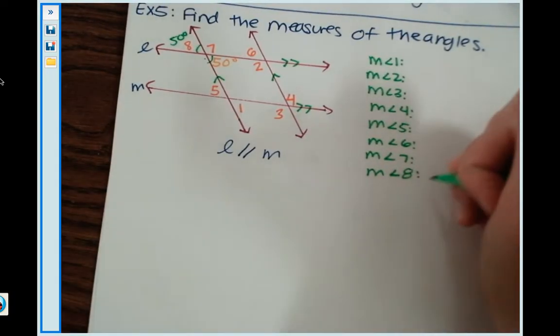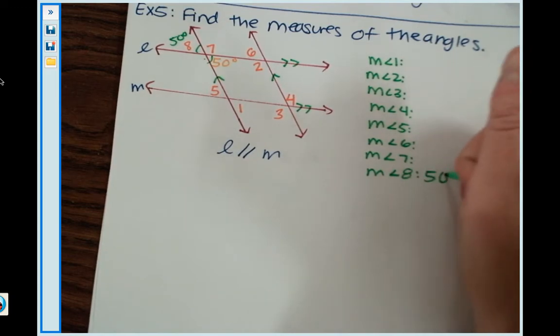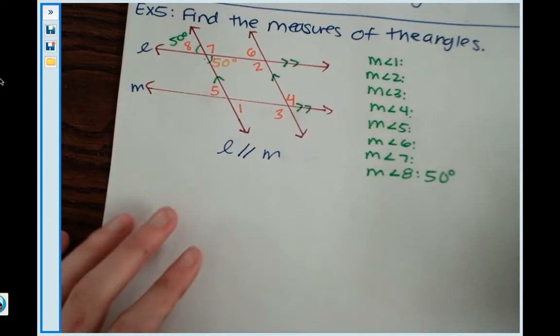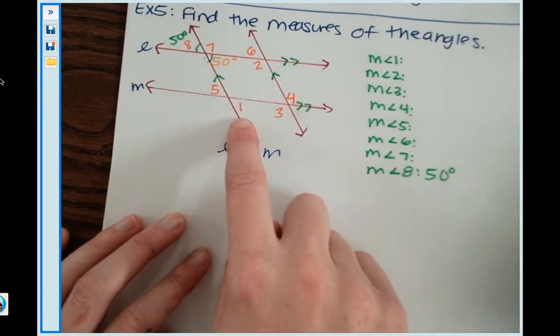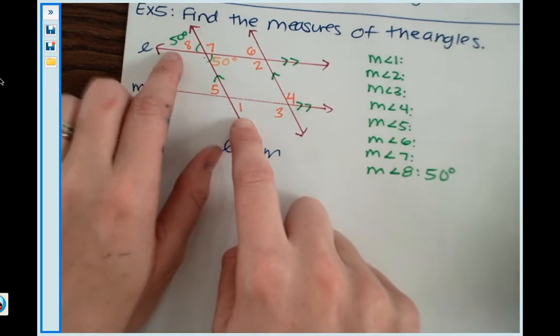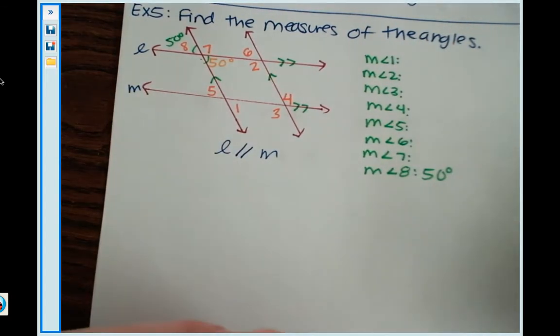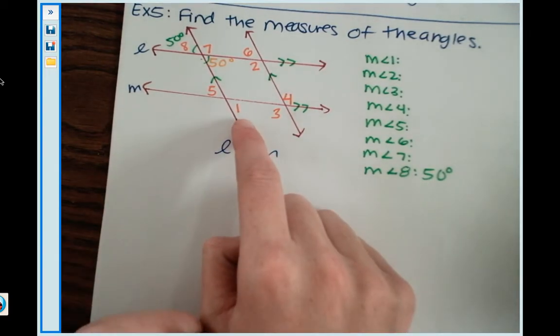Okay, so the measure of angle 8 is 50 degrees. Bam. That one's donezo, yes. Okay, and again, I could go lots of different ways. It doesn't really matter. If you want to go in more numerical order, here, the 1, I need to use either this 50 or this 50 to help me find the 1, which conveniently you can use either of those numbers to get to the 1.